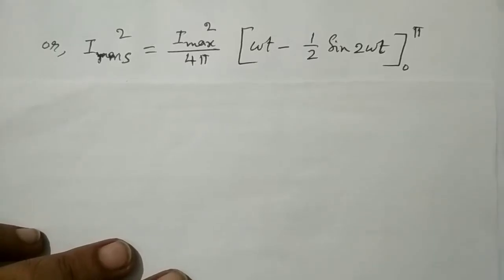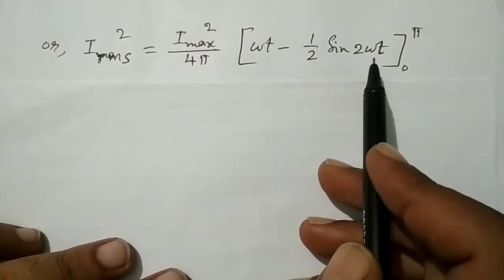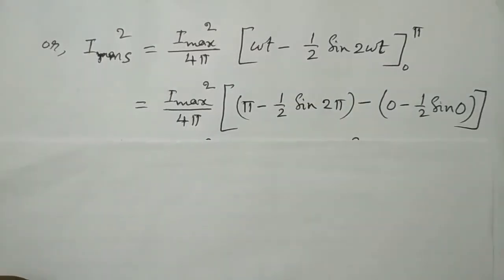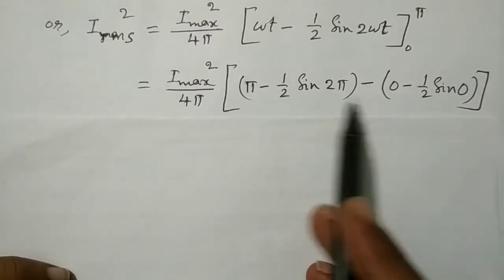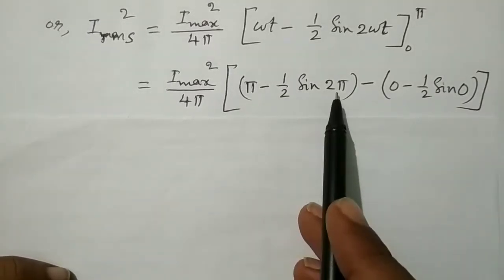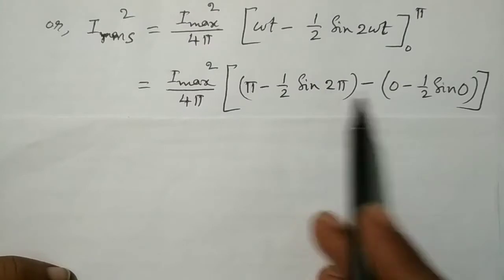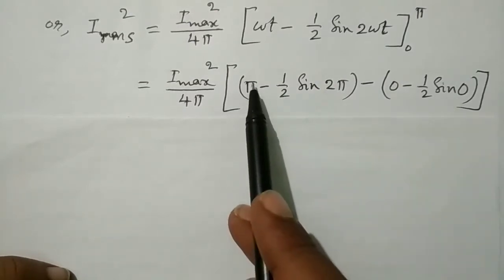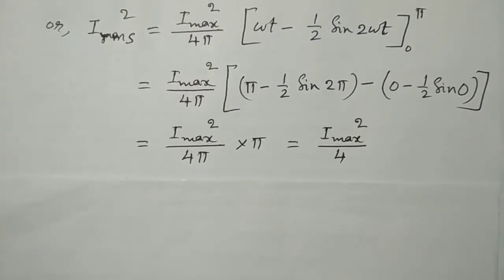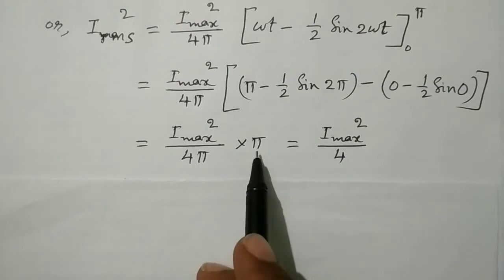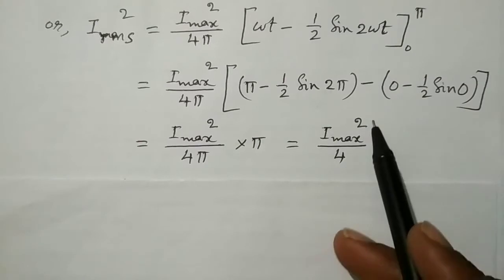Now put the values of the limit. After integration, it will be omega t minus 1 upon 2 sin 2 omega t. Then put the values here: pi minus 1 by 2 sin 2 pi, minus 0 minus 1 by 2 sin 0. So this term will become 0. Ultimately there will be only one value left, that will be pi. So it will be I max square upon 4 pi into pi. So pi and pi are cancelled, and the value will be I max square upon 4.